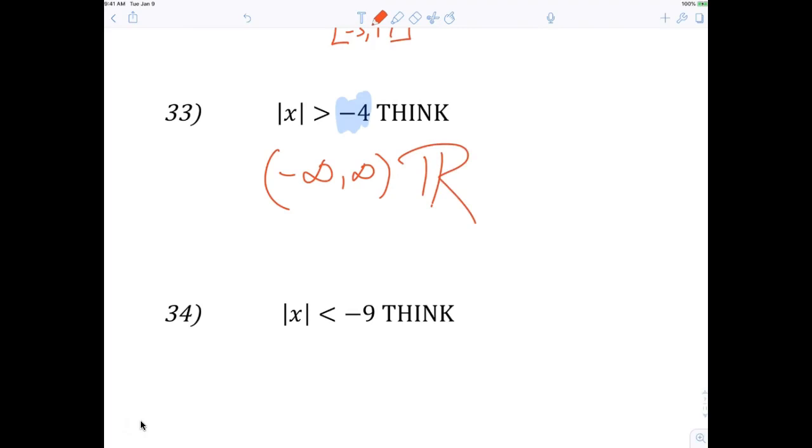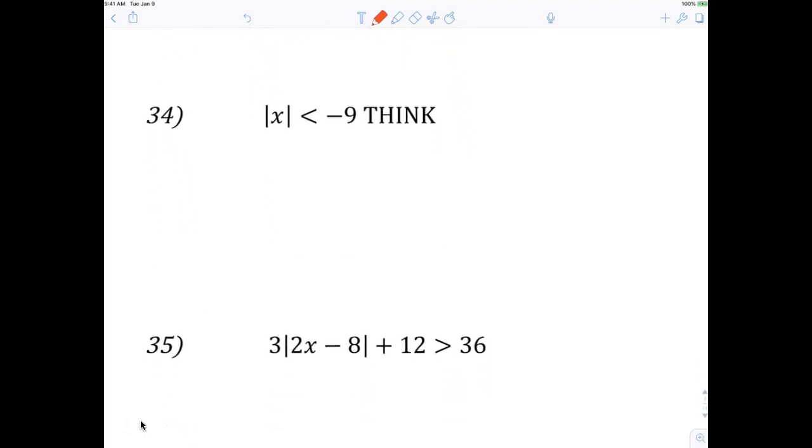Now, when is an absolute value less than a negative? Never. No solution. Absolute value cannot be less than a negative. Everybody good? Any questions?